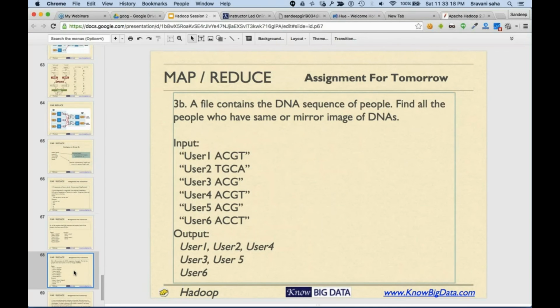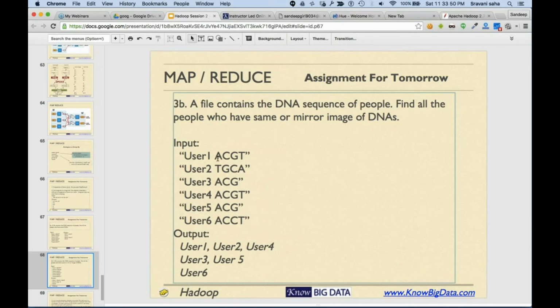The third B problem is, some scientists came up with this idea, or some proof, that if two persons have identical DNA or mirror image of DNA, then those two persons belong to the same family. So you have to bring people together who belong to the same family. You have to bring all those people together who belong to the same family.